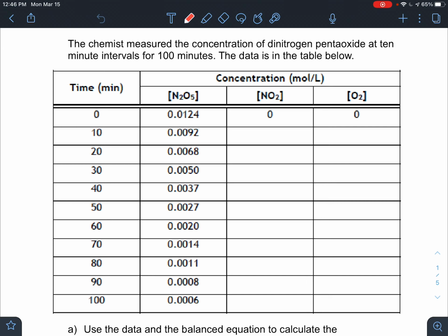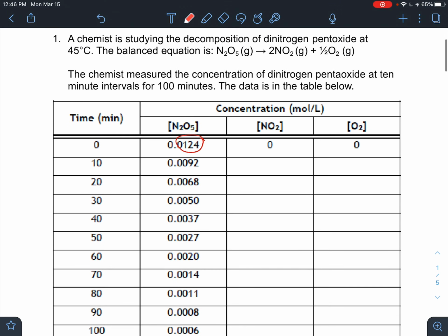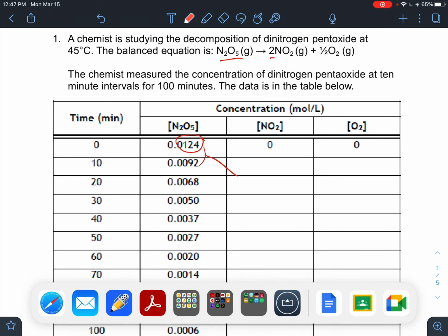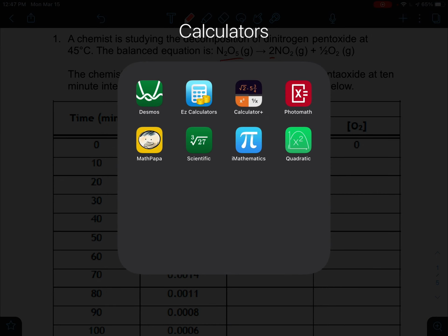Here we have initially 0.124 moles of N2O5. So we need to get twice as many moles that are consumed are going to be produced. So find the difference here. 0.124. I need a calculator. Should have had that ready beforehand, I guess.